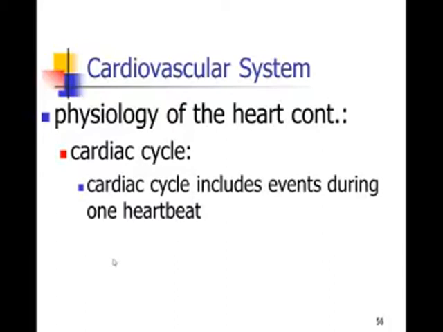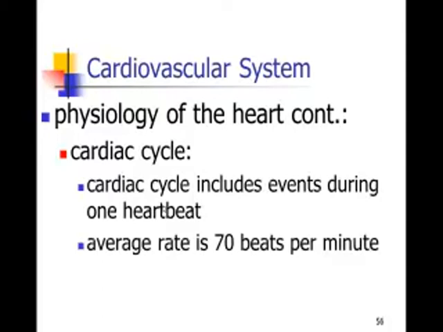Okay, so let's talk about the cardiac cycle. The cardiac cycle is not made by Specialized or Trek or Giant or any of those bicycle companies. This is the series of events that occur between one heartbeat and the next. So the series of events that occur during one heartbeat.